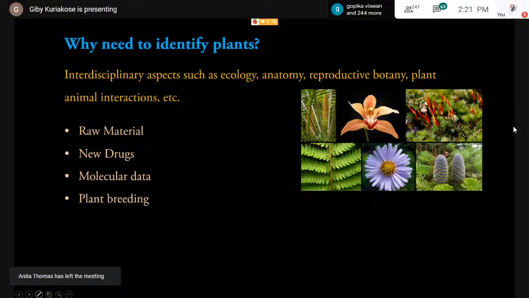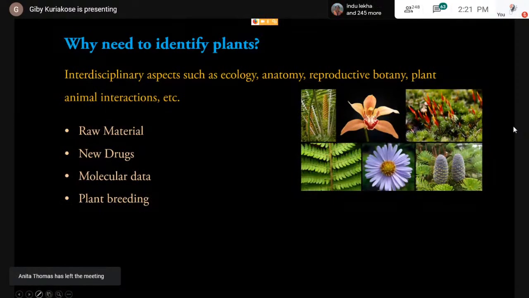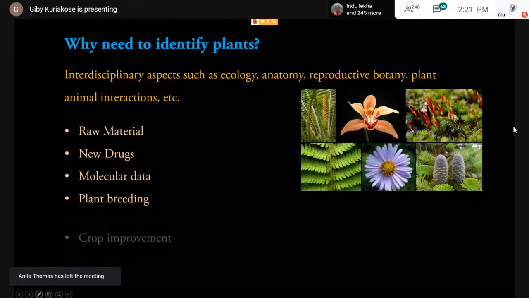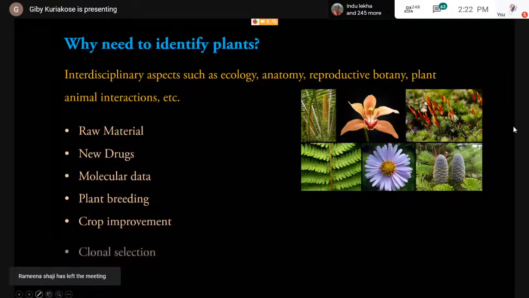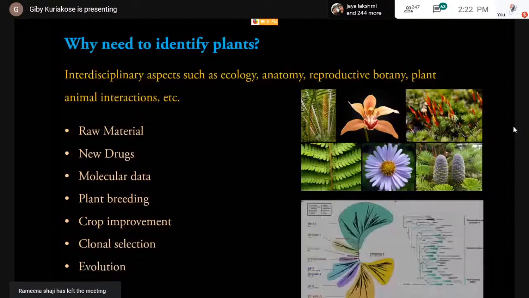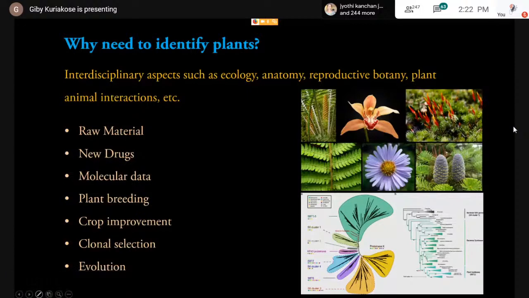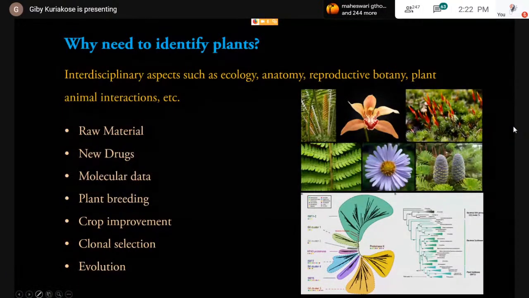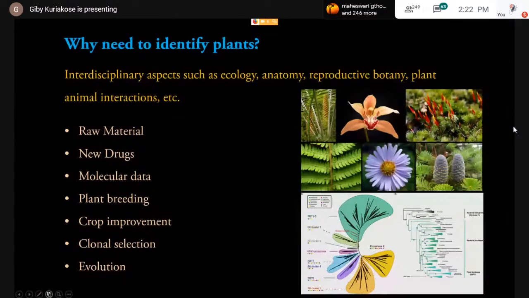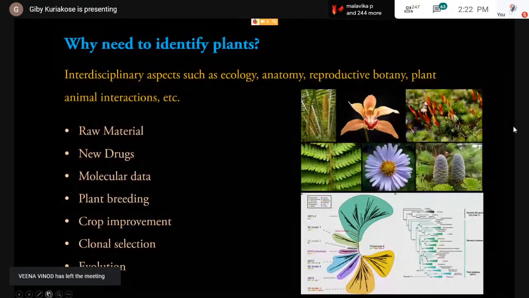Then plant breeding for new varieties, for new aspects, then again you require crop improvement, then clonal selection, then evolutionary studies. And evolutionary studies include phylogenetics and other molecular aspects. Unless you know where to find a particular taxon, and how you can distinguish that from closely related taxa, you should know taxonomy.